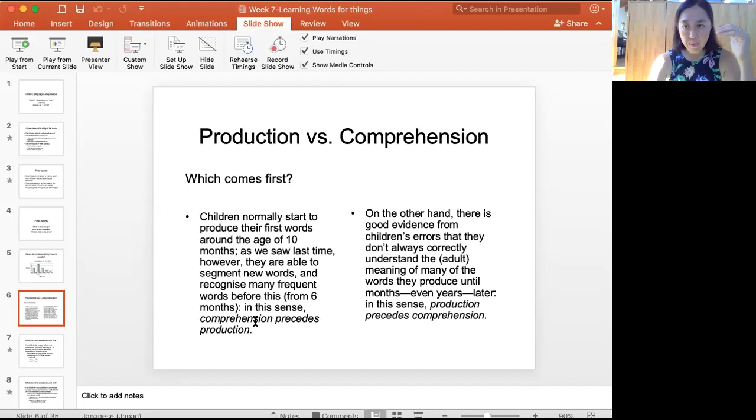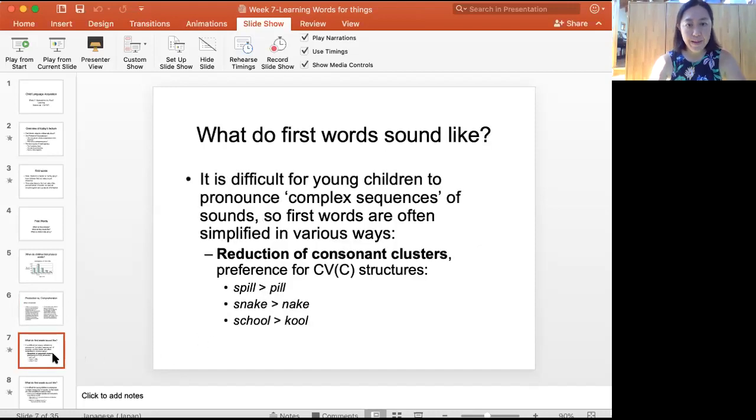Comprehension comes first, then production, then they start speaking. That is the typical pattern of child development. Okay, so let us first look at what their first words sound like. This is about their pronunciation.